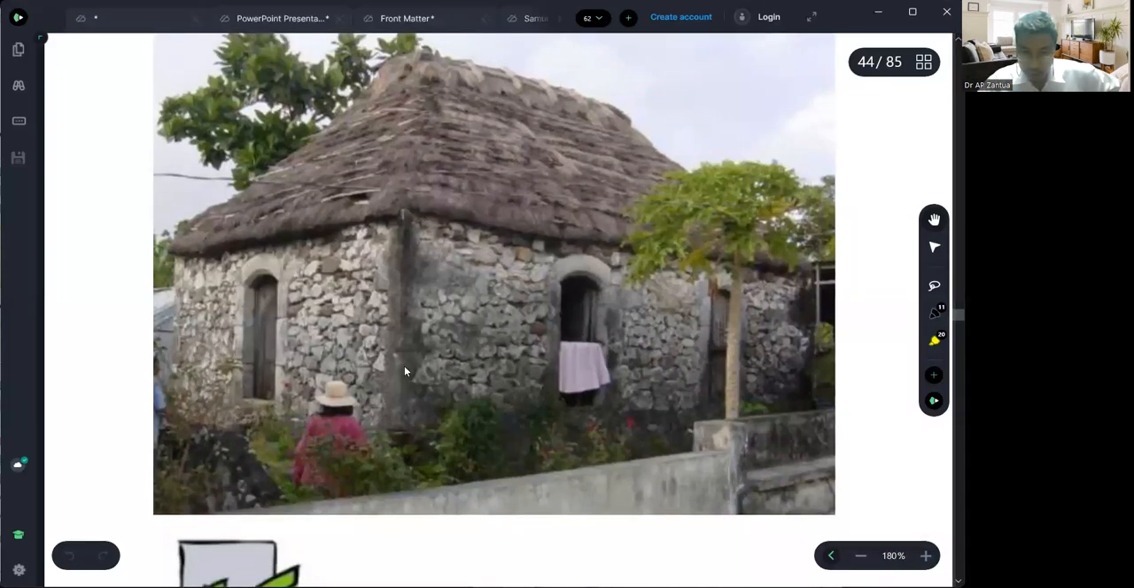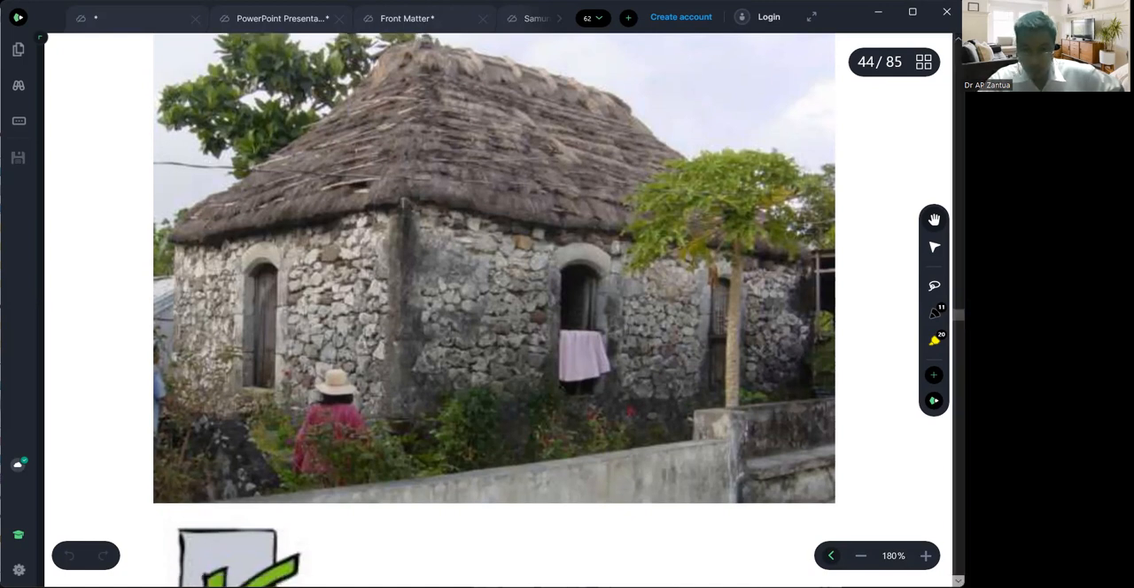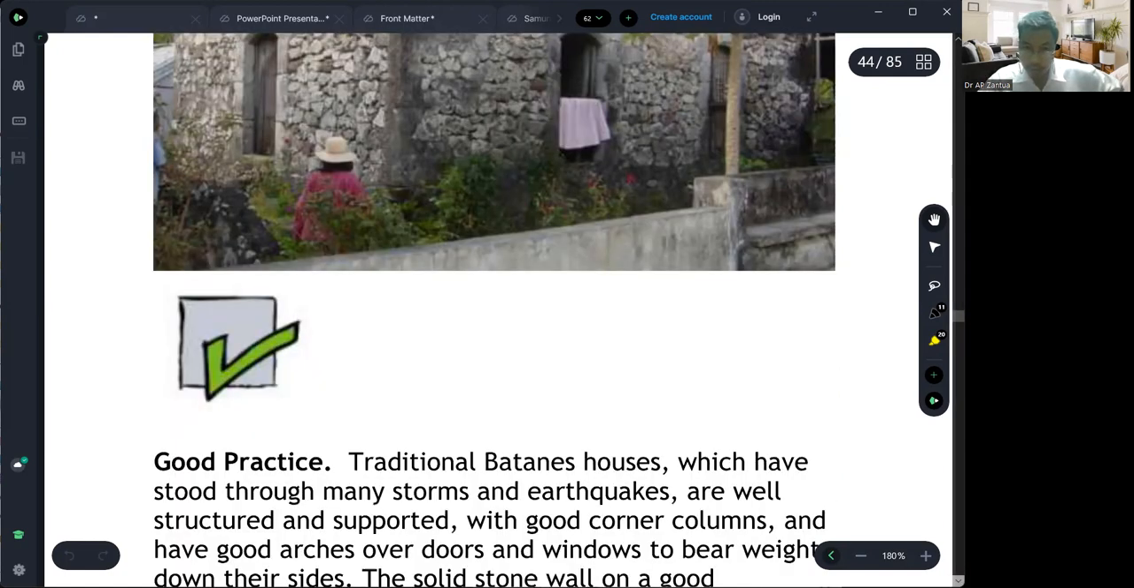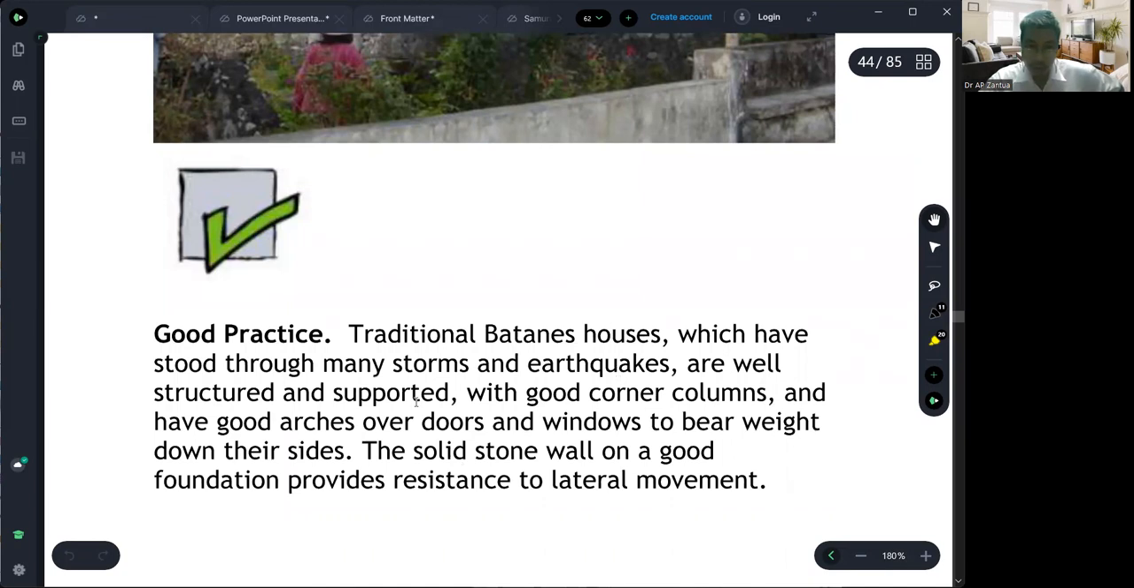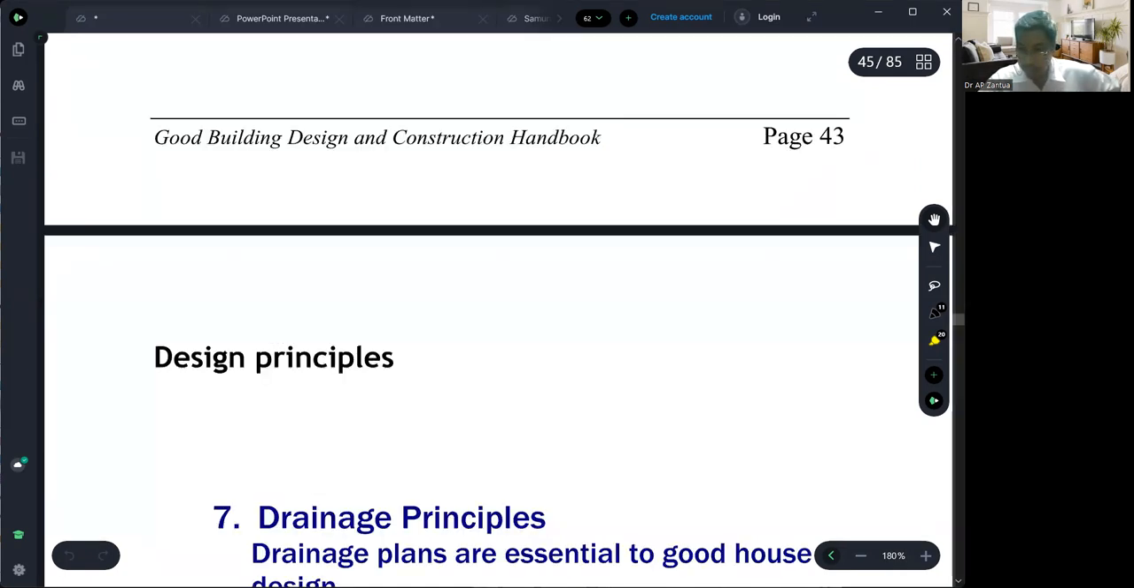So as you can see, you have what? Frame. You have column, and then column and arch and column. So we have the structure frame here, and we have the stone walls. Okay. So a good example, traditional Batanes houses which have stood many storms and earthquakes. Solid stone walls on good foundation provide resistance to lateral movement.